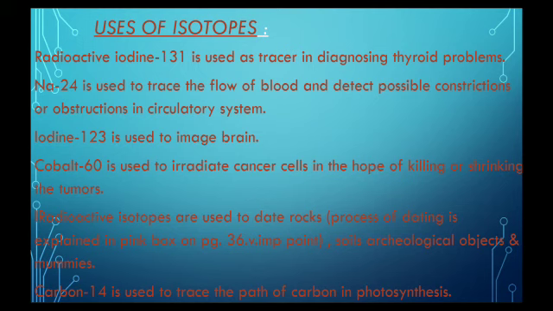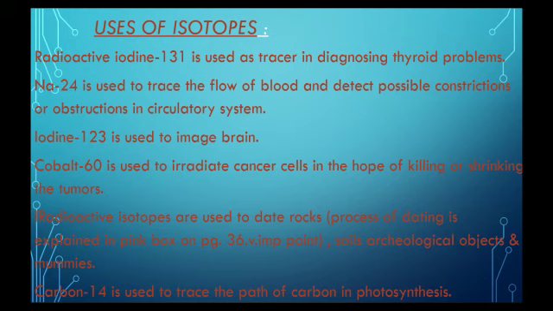Now, radioactive iodine 131 is used as a tracer in diagnosing thyroid problems. The isotope of iodine, 131, is used in diagnosing thyroid problems. Then sodium 24 is used to trace the flow of blood and detect possible constrictions and obstructions in the circulatory system. Iodine 123 is used to image the brain.